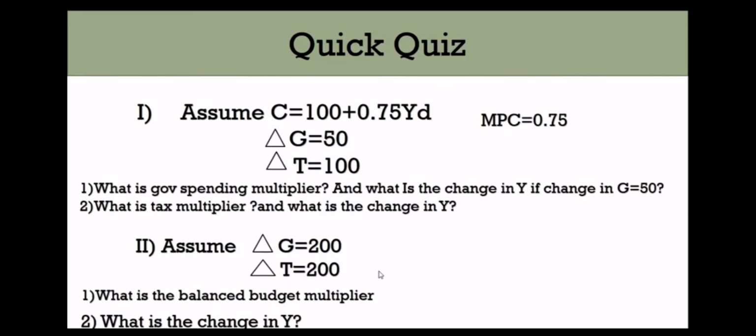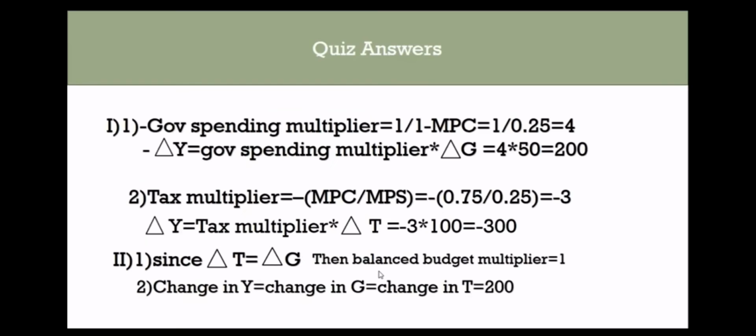Okay, and part 2, what is the change in Y? The change in Y is equal to the change in G or the change in T, since they are both equal, so it's going to be 200. We can also say that the change in Y is equal to the balanced budget multiplier times the change in G, so it's 1 times 200, which gives us the same answer, which is 200.